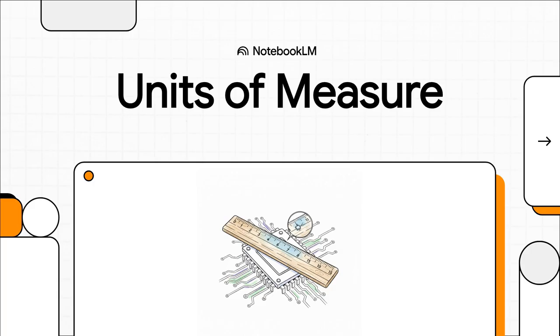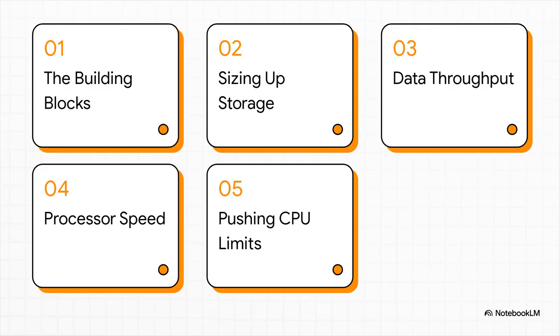We're going to translate these dry tech measurements into practical, real-world knowledge so you know exactly what your devices are doing behind the scenes and, more importantly, what you're actually paying for. So here's our roadmap for today. 1. The building blocks. 2. Sizing up storage. 3. Understanding data throughput. 4. Processor speed explained. And finally, 5. Pushing CPU limits. Let's jump right in.